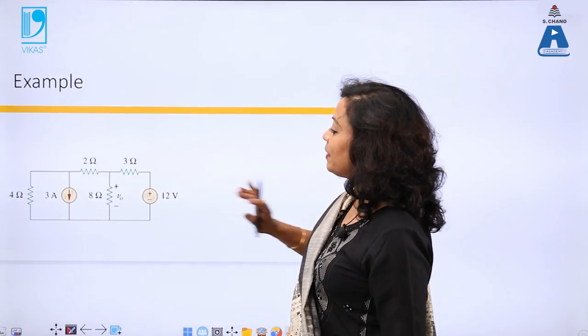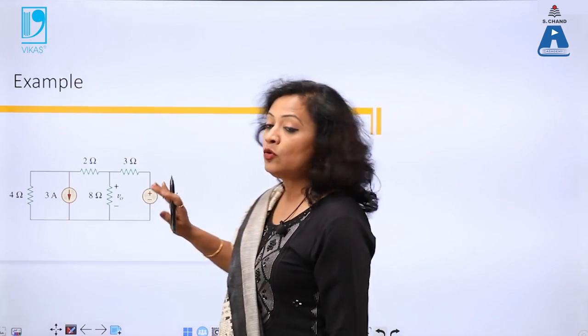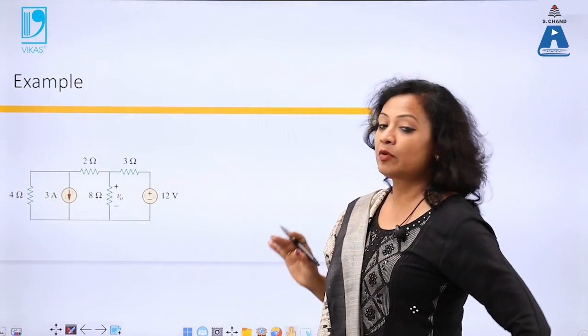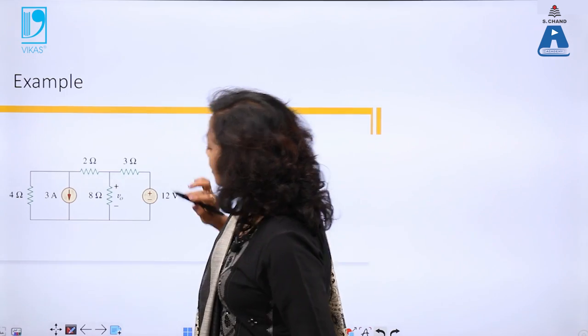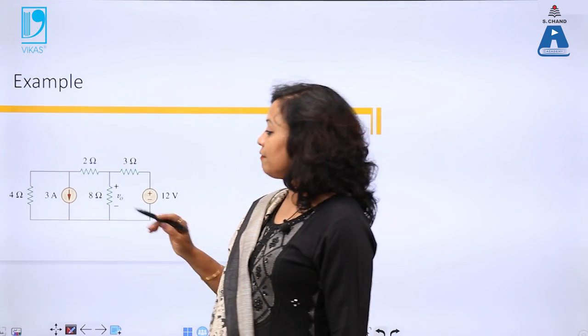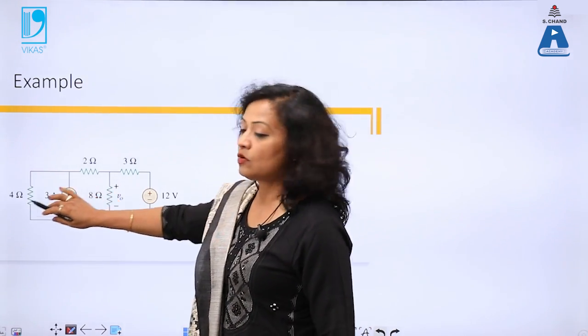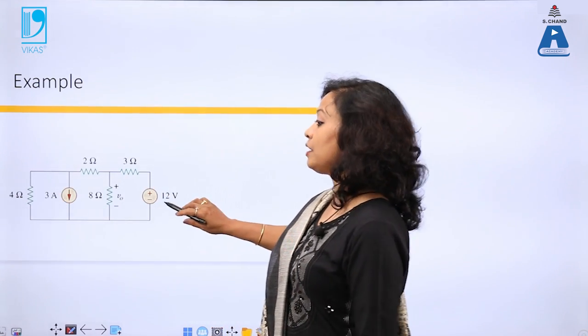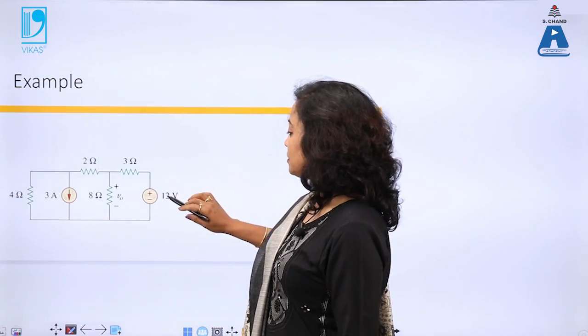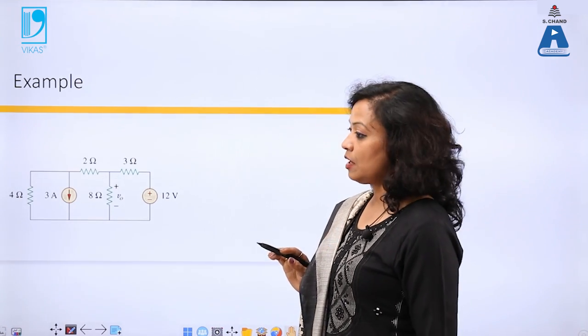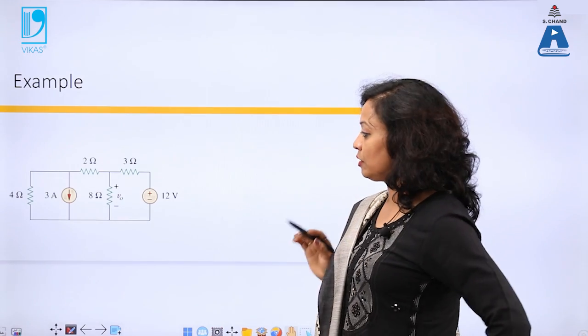So let me take an example of this circuit. Now, using repeated source transformation, I need to find V naught. So first of all, we will see whether there is a current source in parallel with a resistance, or whether there is a series resistance with a voltage source. If I get these two combinations, I can easily convert one form into another form.